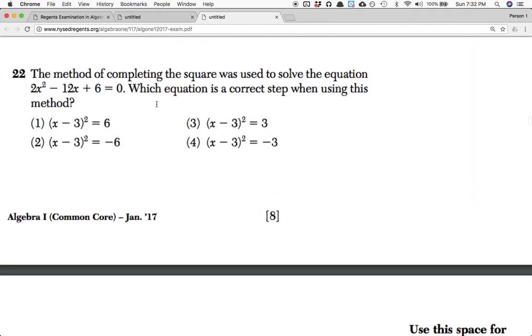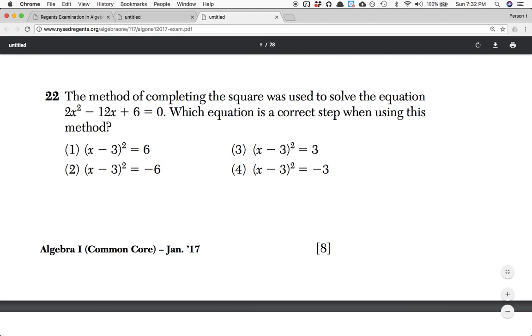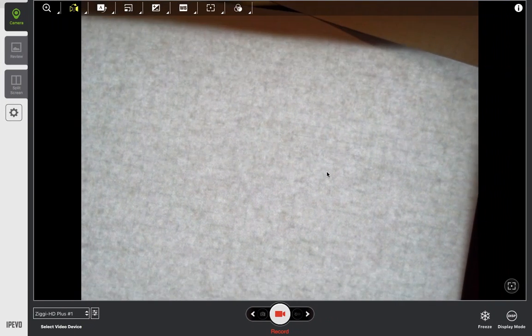Question 22. The method of completing the square was used to solve the equation 2x squared minus 12x plus 6 equals 0. Which equation is a correct step when using this method? So it's not saying what's the next step, what's the first step, but you just kind of have to go about solving this using complete the square and see which one of these comes up along the way. So let's just start solving this using complete the square.